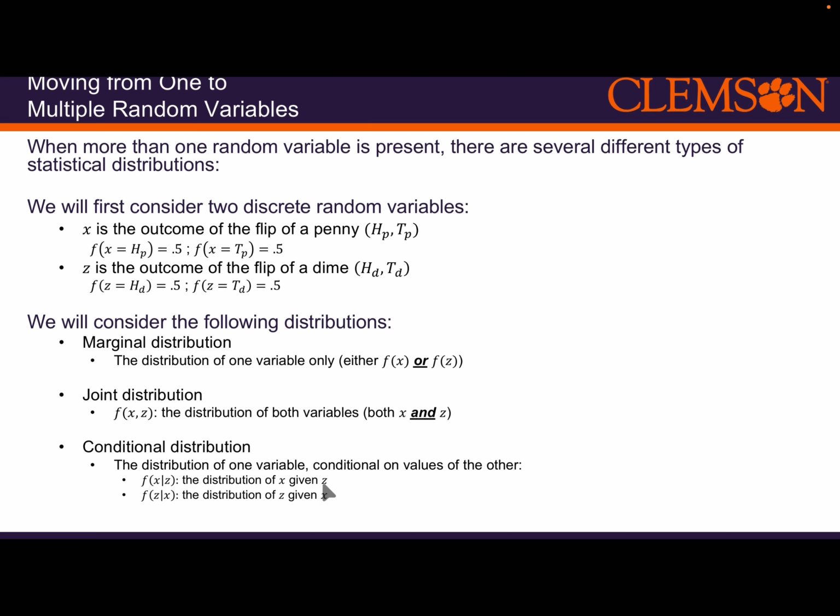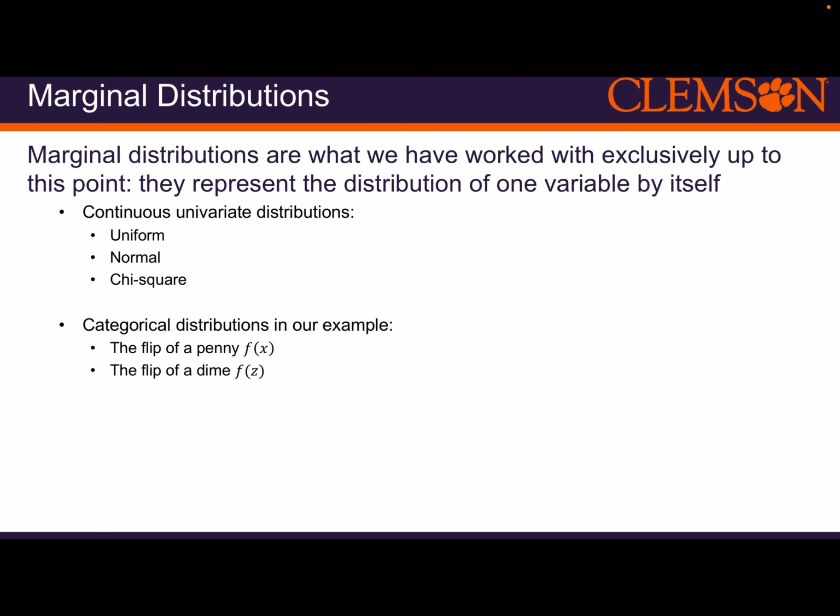We could also look at the opposite conditional distribution. The values of the dime conditional on values of the penny, right? What are the values of dime every time I roll a head on the penny? Now, marginal distributions are exactly what we've worked with up to this point. We've seen continuous univariate distributions: uniform, normal, chi-square. We've seen categorical distributions just in the last slide, a flip of a penny, a flip of a dime.